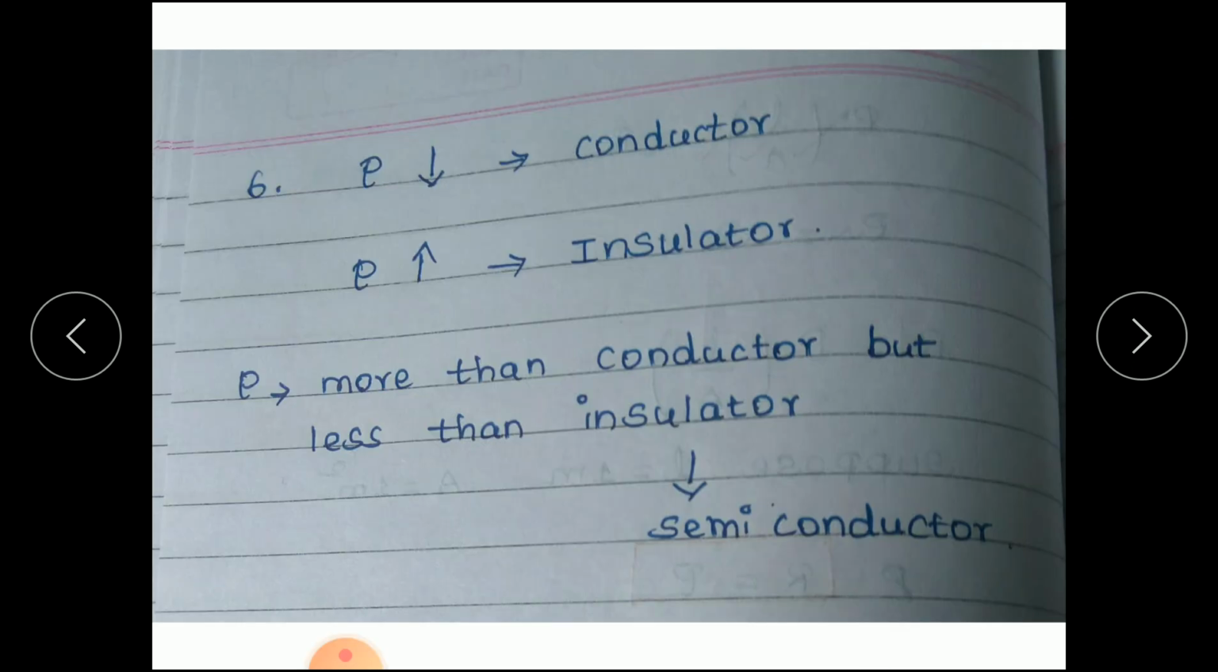Okay, so based on the resistivity only we are classifying the materials into conductor, insulator and semiconductor. If the resistivity value is increased, then the material will be an insulator. If the resistivity value is decreased, then the material should be a conductor, and if the resistivity value is more than conductor but less than insulator, then the material is a semiconductor.